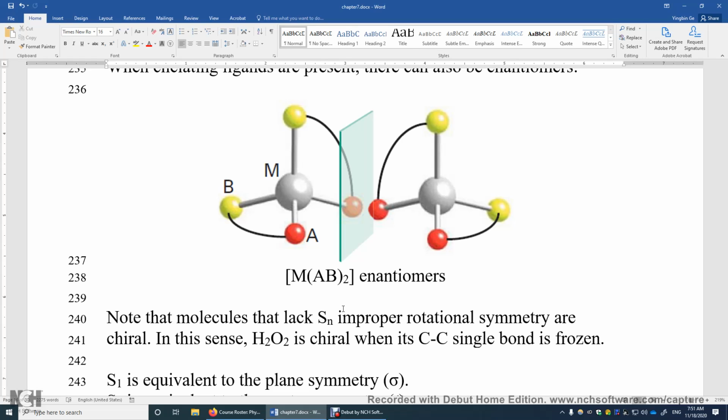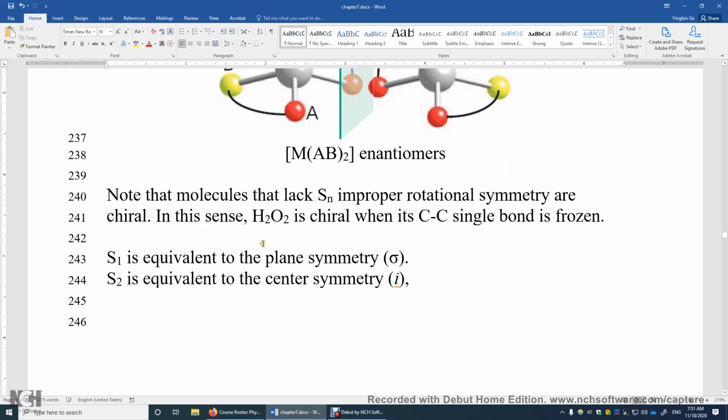For example, hydrogen peroxide, H2O2, is actually chiral if its oxygen-oxygen single bond is frozen at a very low temperature. Well, but of course, at room temperature, the bond can rotate freely, so you will not be able to observe the chiral property of this H2O2.